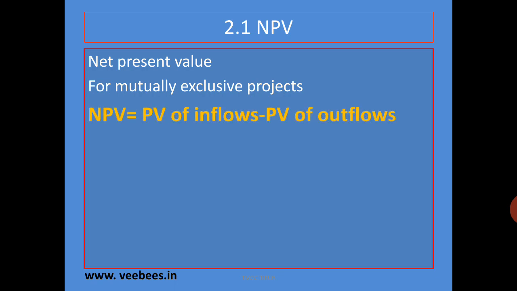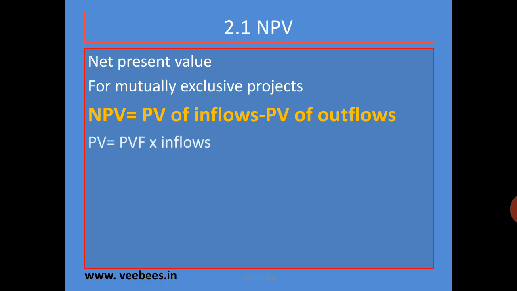Then NPV is calculated using the equation: NPV is equal to present value of inflows minus present value of outflows. All the inflows are to be converted into present values. The total is present value of inflows minus present value of outflows. The outflow should not be converted into present value because the amount of 1 rupee in the current year will be 1 rupee, so it need not be converted into present values.